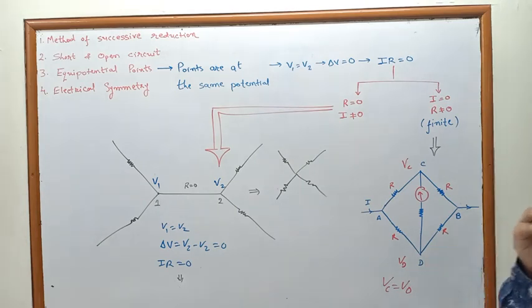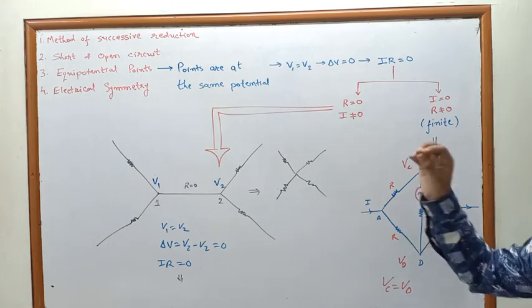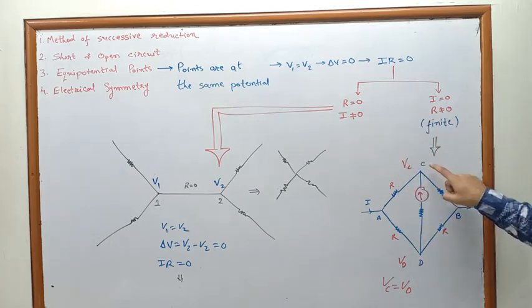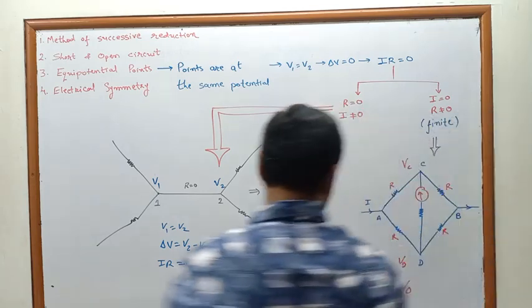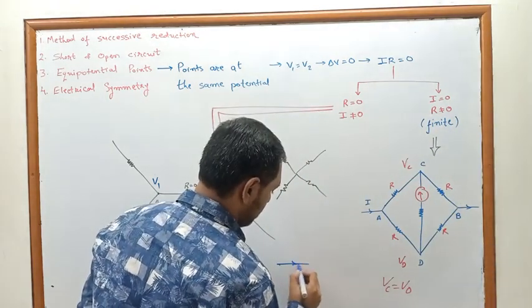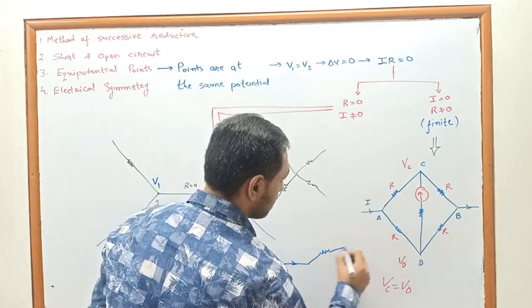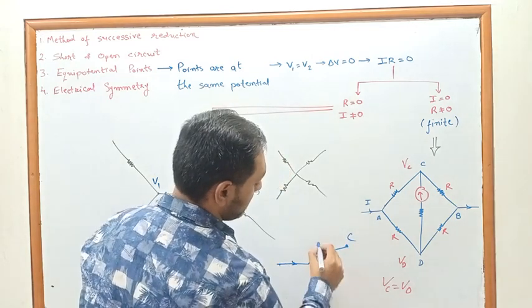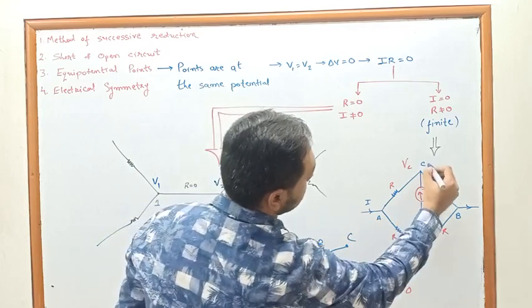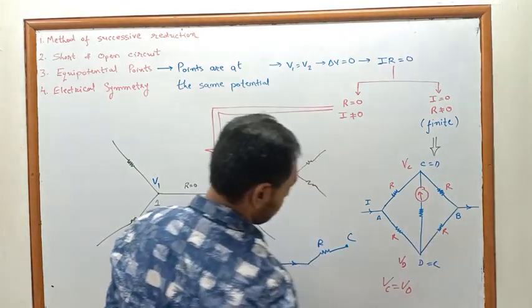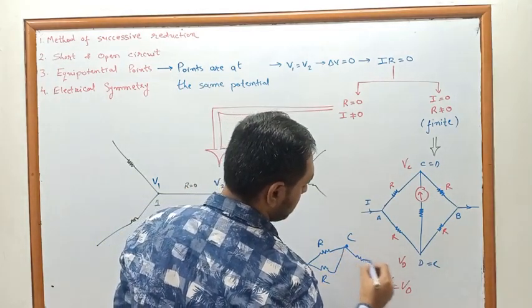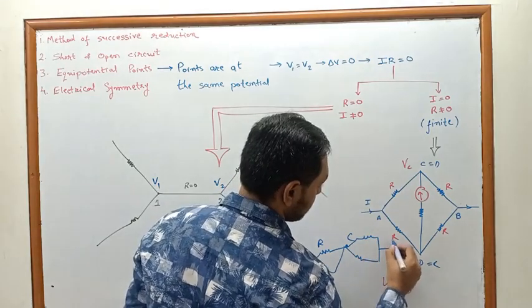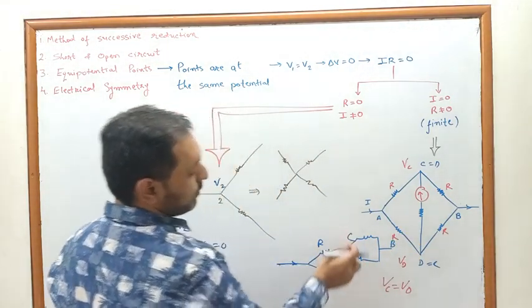But right now you just need to identify which are the equipotential points. So you can join this point C and D. So your network will be like this. This is point C, resistance R. Now C is equal to D, so this second resistance R. Again this and this. Join point C and D.